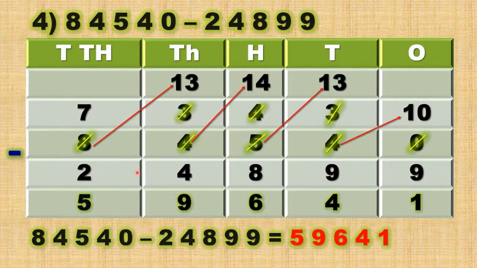Now last 10,000s place, we have to subtract 2 from 7. So 7 minus 2, we will get 5 10,000s. The answer is 59,641. So students, the difference between two numbers is 59,641.